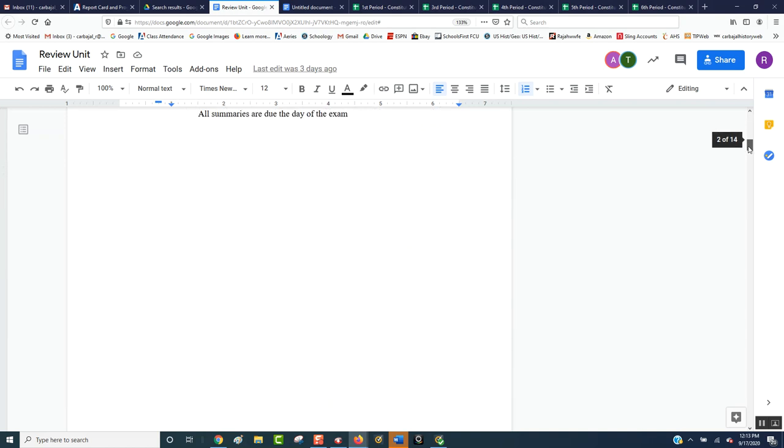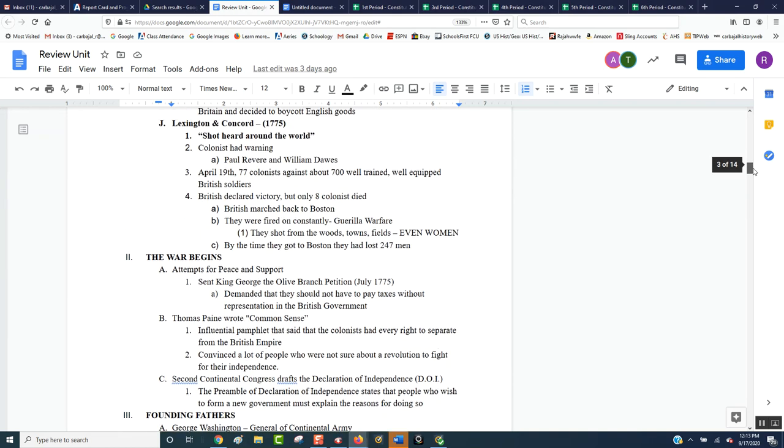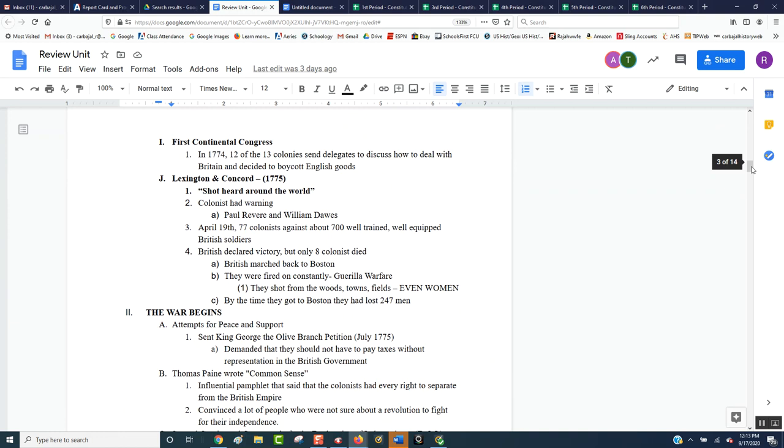So now the colonies have to make a decision. Now they pushed it to the king, and the king has pushed back and punished them. So they have a meeting, and that meeting is called the First Continental Congress. So again, it's just a meeting. 12 of the 13 colonies meet together to decide basically, okay, what do we do now?